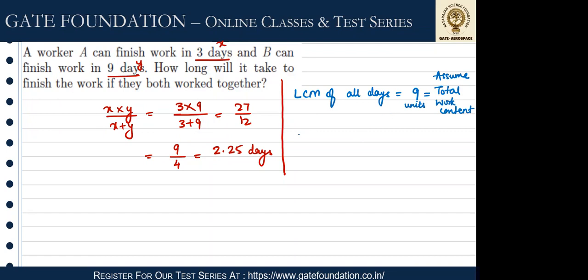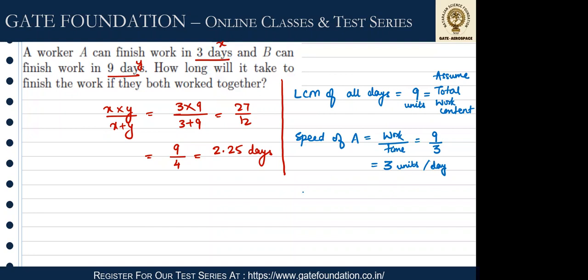अब मैं क्या करूंगा, आई विल फाइंड आउट द स्पीड ऑफ ए. स्पीड ऑफ ए विल बी, देखो स्पीड क्या होता है? वर्क अपॉन टाइम. सो वर्क कितना है? 9 यूनिट्स. और टाइम कितना लिया? ए को लगा 3 days. सो आई कैन से दैट ही कैन कंप्लीट 3 यूनिट्स पर डे.